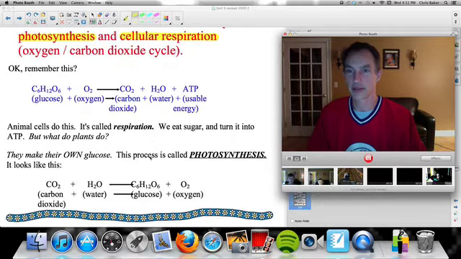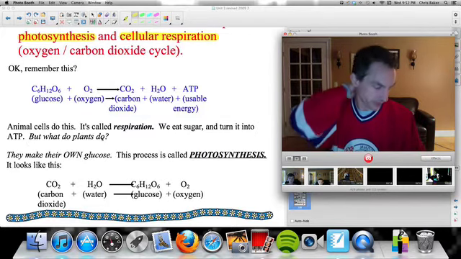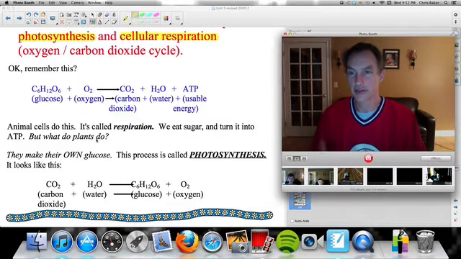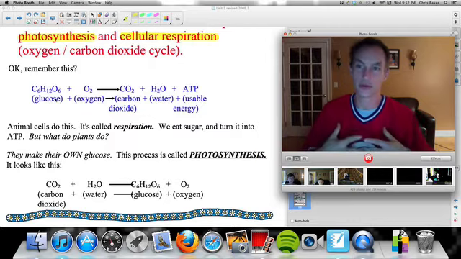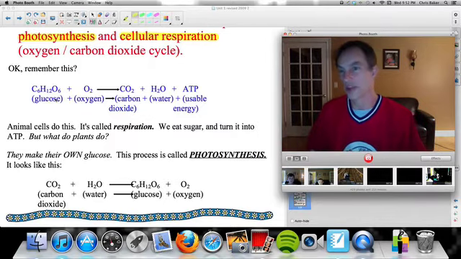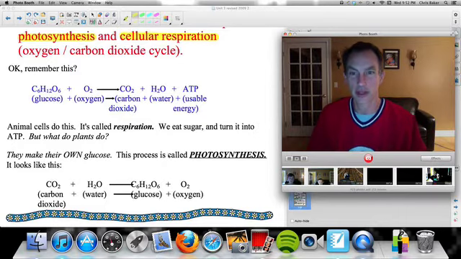Animal cells do this. It's called respiration. We eat sugar and we turn it into ATP. But what do plants do? Plants don't eat their glucose. They don't get their glucose from eating food. Okay? What they do is they make their own glucose. They make their own glucose in a process called photosynthesis.